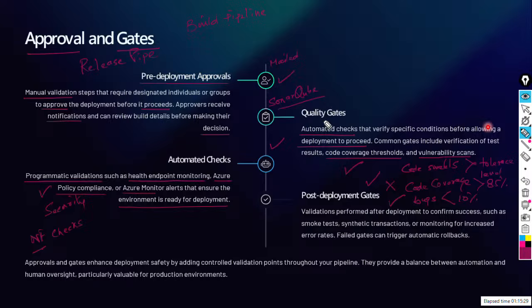So quality gate approvals, automated checks for security, compliance, Azure monitoring checks, programmatic validation, health endpoint monitoring. Whether you are deploying with the correct orchestration tool, or the endpoints have some feedback mechanism such that every time I can monitor the health. So all these checks are done, whether all are included.